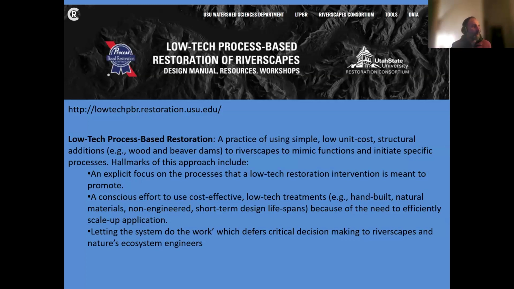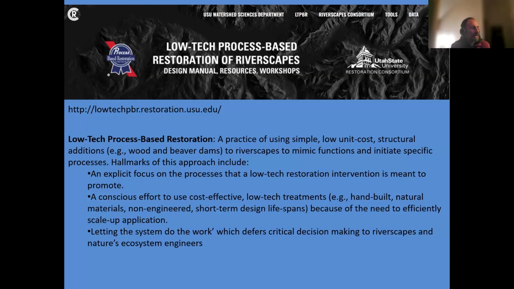And so low-tech process-based restoration, what is it? They define it as a practice of using simple, low unit cost structural additions, i.e. wood accumulations and beaver dam mimics, adding those to riverscapes to mimic functions and initiate specific processes. Hallmarks of this approach include an explicit focus on the processes that a low-tech restoration intervention is meant to promote, a conscious effort to use low-cost, effective low-tech treatments, i.e. hand-built natural materials, non-engineered short-term design lifespans, because of the need to efficiently scale up application.